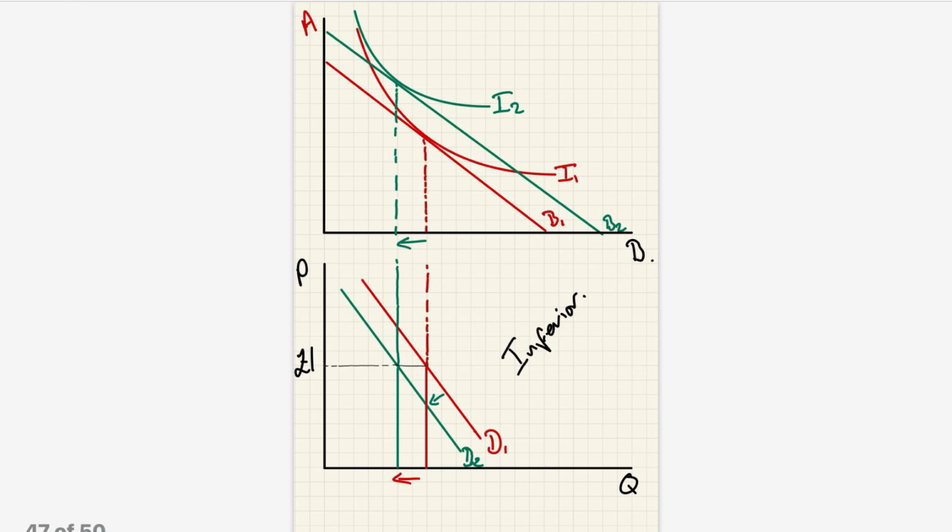So the increase in the consumer's income has led to a reduction in the quantity demanded, shown by that inward shift of the demand curve on the bottom diagram. So that means that this good must be an inferior good. The increase in income has led to a reduction in the quantity demanded.